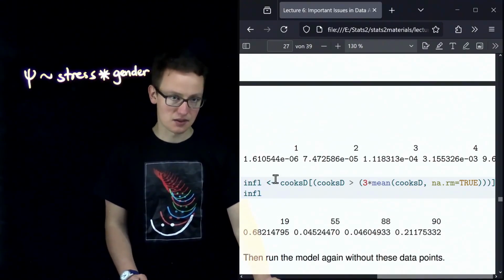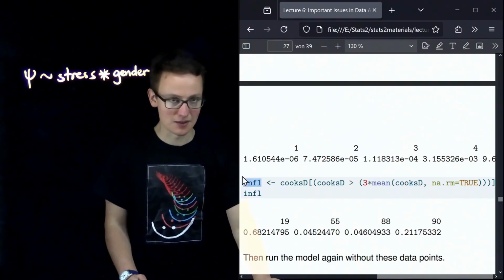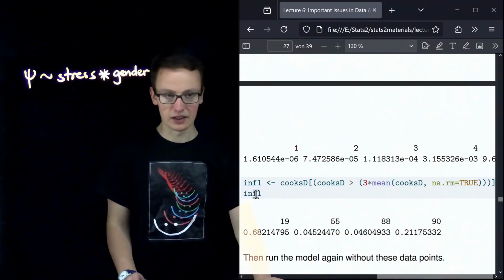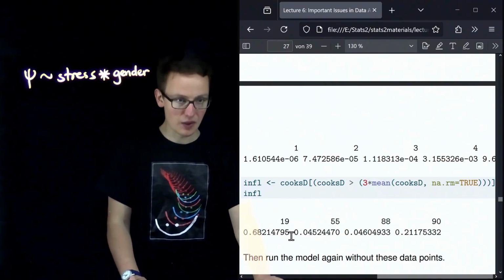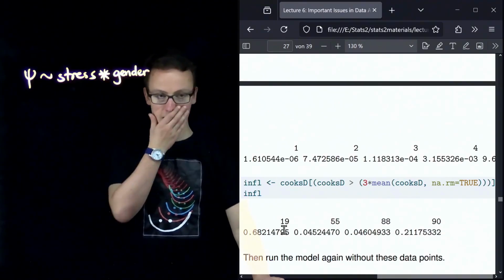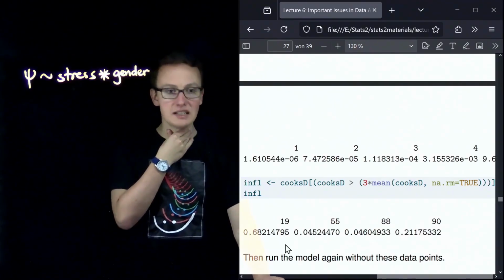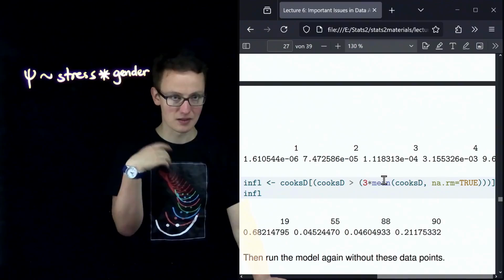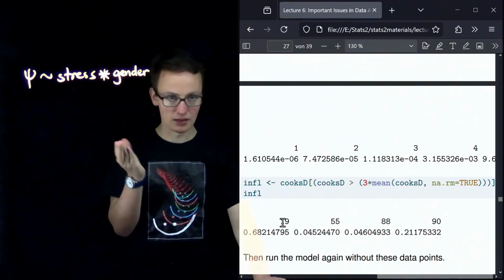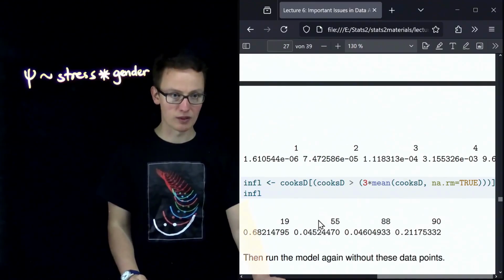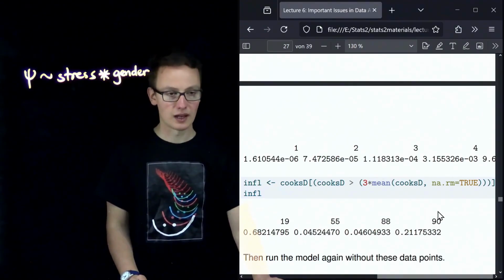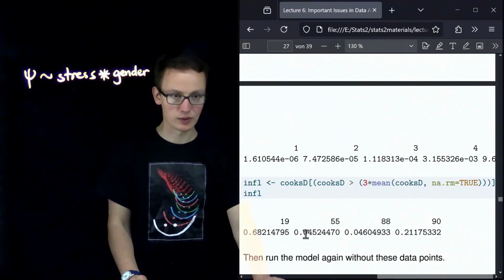Here we could save them into a vector just to have a look at them quickly and print out this vector, INFL, for influence. We see that there are exactly 4 data points in this overall data set for the stress symptoms data which pass this threshold. In this case, it's the 19th data point, the 55th data point, the 88th data point, and the 90th data point. Here you can see their respective Cook's distance values.